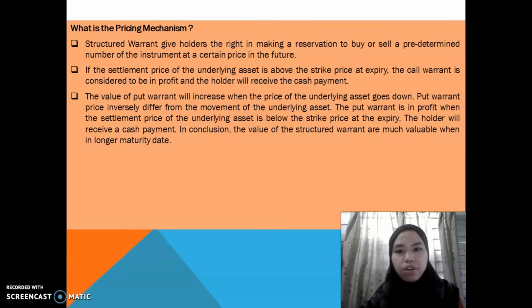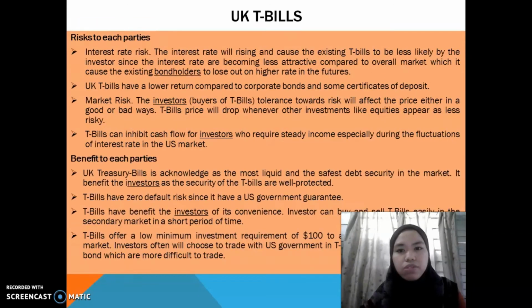The value of a put warrant will increase when the price of the underlying asset goes down. The put warrant price differs inversely from the movement of the underlying asset. A put warrant is in profit when the settlement price of the underlying asset is below the strike price at expiry. The holder will receive a cash payment. So in conclusion, the value of a structured warrant is much higher when it has a longer maturity date.